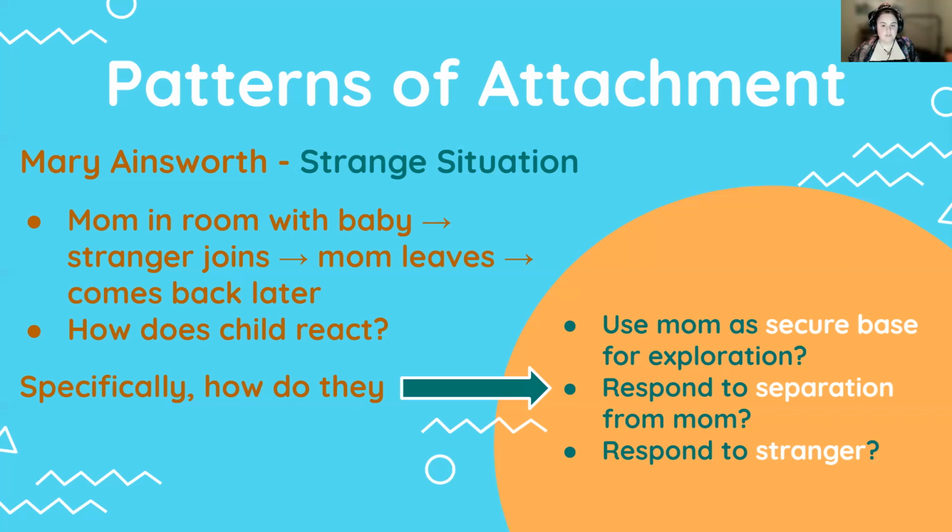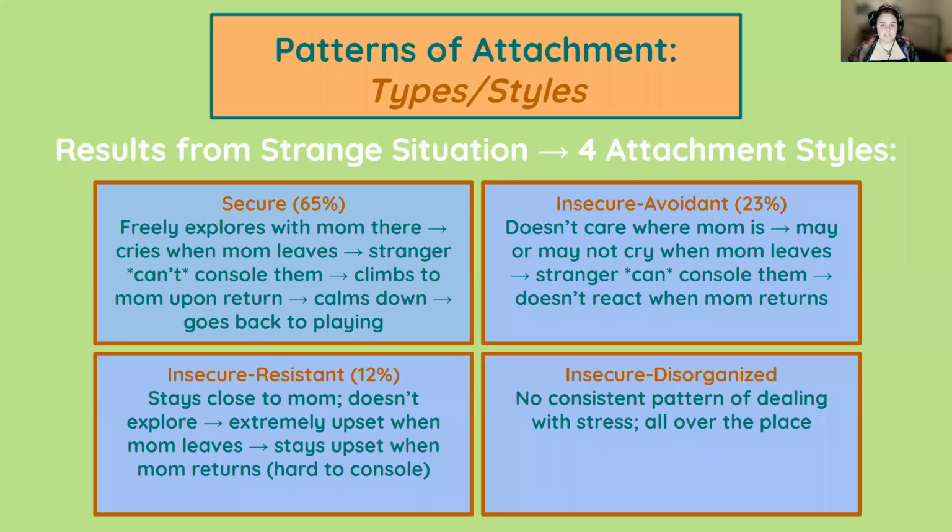The purpose here is to observe, how do infants use their mother as a secure base to explore? How do they respond to separation from the mother and the reuniting with the mother? And how do they respond to the stranger? So different patterns of reactions would reflect different qualities of the attachment relationship. The results prompted researchers to categorize infants into different types of attachment patterns or styles.